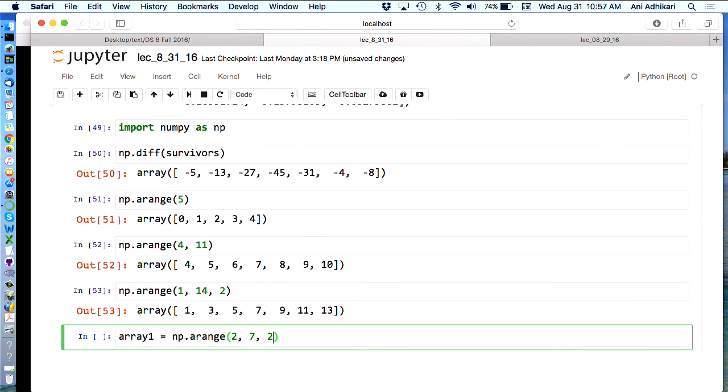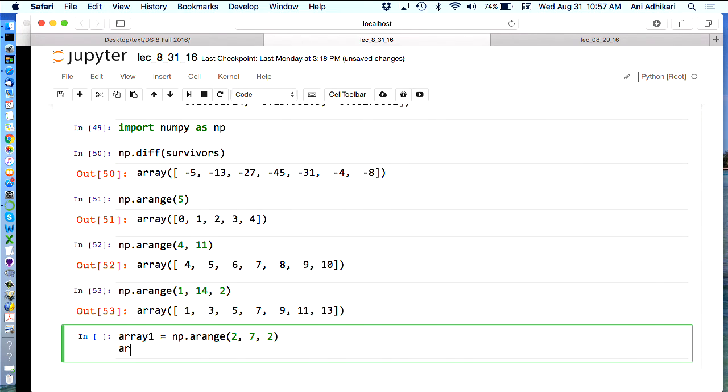Okay, can somebody please tell me what that answer is going to be? So I'm going to start at 2. Yes, what's the next number going to be? 4, and then 6, and then that's it. So this is going to be 2, 4, 6. Everyone agree? Questions, anybody? Okay. That's 2, 4, 6.